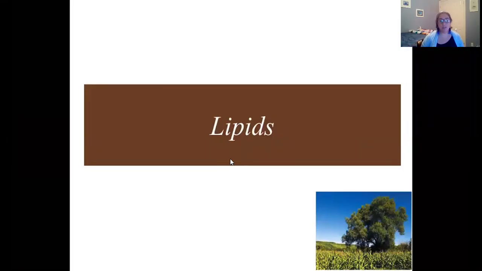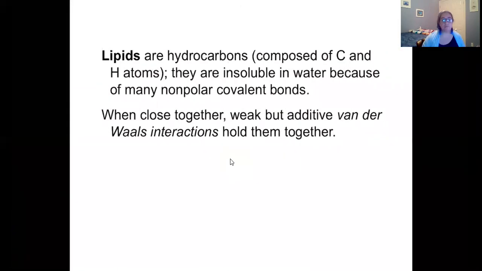In this video, I'm going to talk about lipids, the second macromolecule for chapter 2. Lipids are hydrocarbons, so they're made of carbon and hydrogen mostly. They may contain a little bit of oxygen, but because they're mostly carbon and hydrogen and there's not that extreme difference in electronegativity, they are nonpolar, meaning that they're insoluble in water.